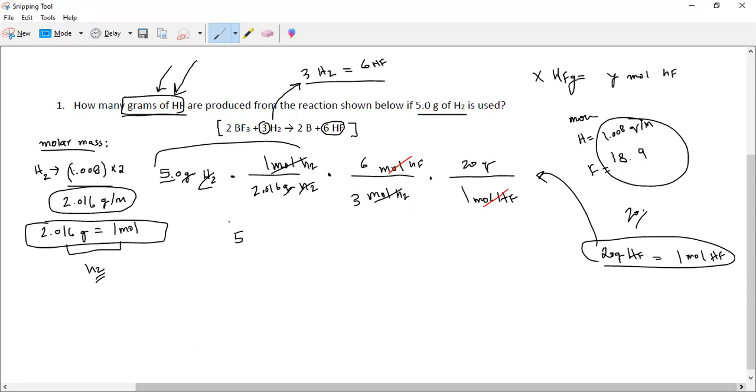So essentially what you would do is put 5 multiplied by 1 over 2.016, then multiply that by 6 over 3 and multiply that by 20 over 1, which is just 20, right? And then you get 99.09 grams of HF, and that solves your problem. So it's really not that difficult, right? You're just plugging in conversions along the way. You're stringing them along, and it makes sure that your units are all correct.